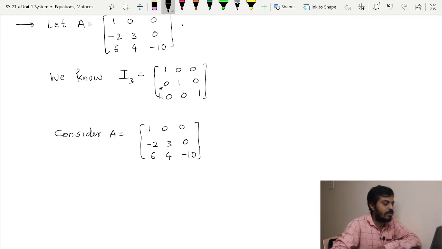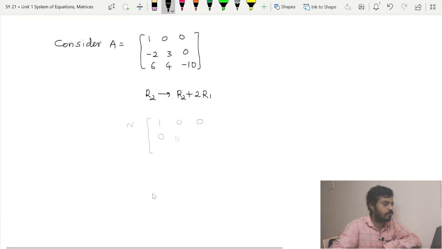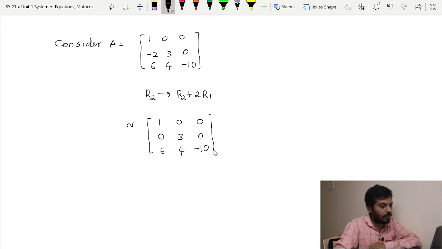Yes, now if you observe this I3 and this matrix A properly, the first rows are the same, but in the second row you can see that the first entry is 0, over here it is -2. So I will try to make this entry 0. Let us perform the operation. Naturally I will perform the operation on the second row as R2 plus twice R1, because the minus sign is there. So this matrix will be equivalent to R2 plus 2 multiplied by 3 plus 2 multiplied by 0 will be 3. This will be 0, 6, 4 and -10. So we have made this entry 0. Now this entry in the identity matrix is 1.